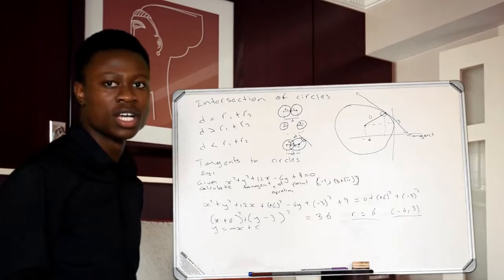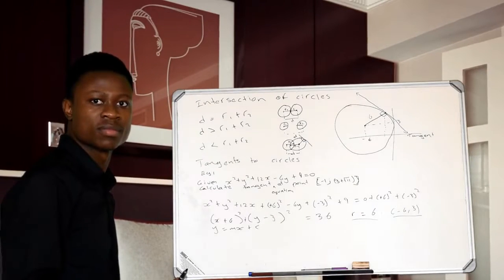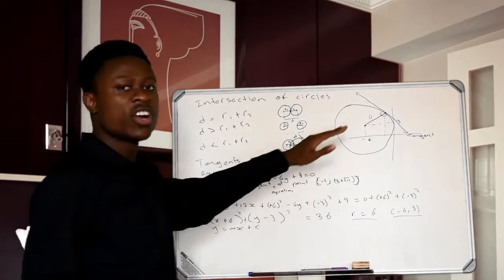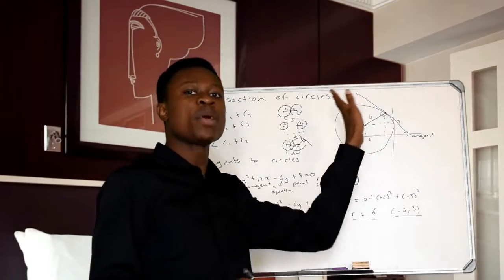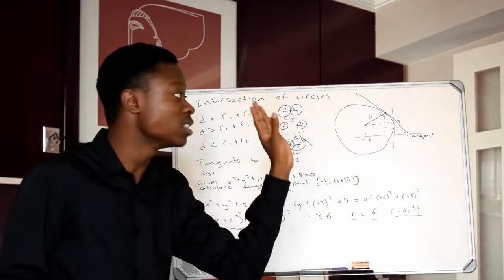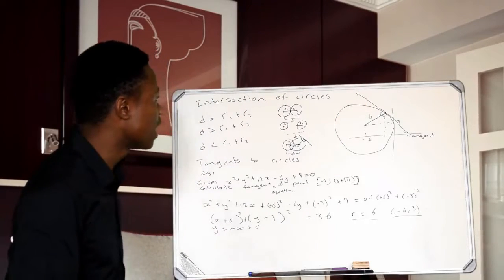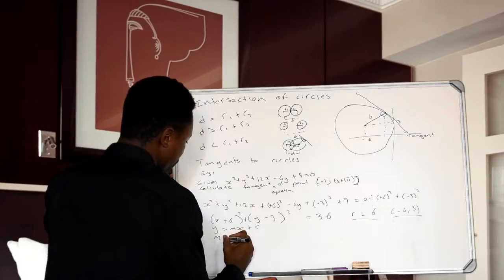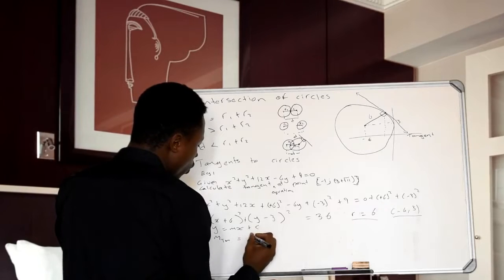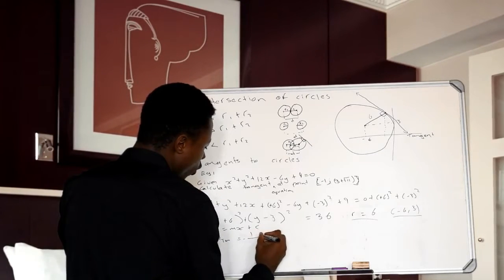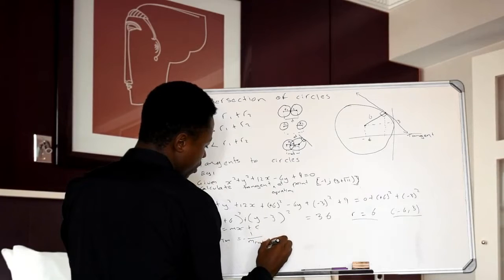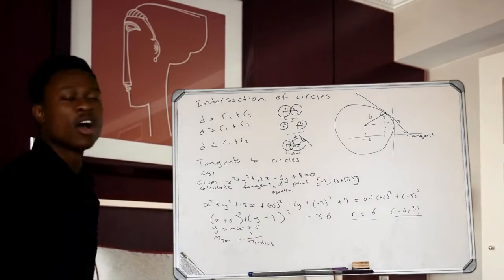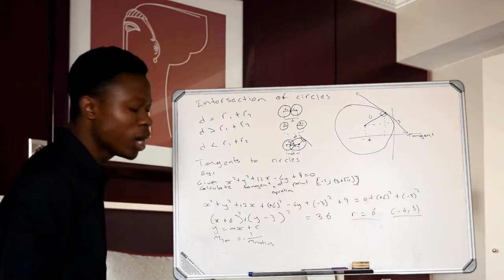What rules did I discover? The rule I know that can help me here is that the gradient of the radius is inversely negative to the gradient of the tangent. What do I mean by that? What I mean is m of tangent is equal to -1 over m radius. So what does it mean? m tangent is equal to -1 over m radius, right?